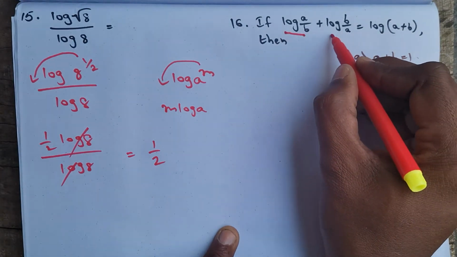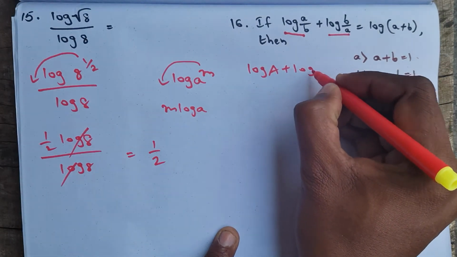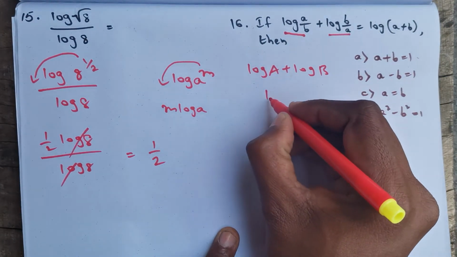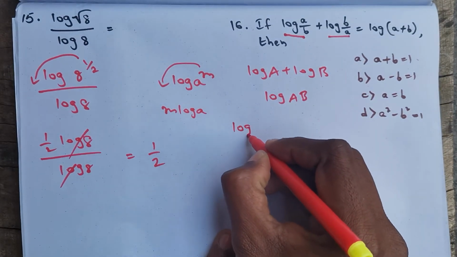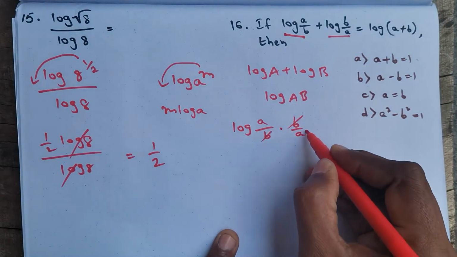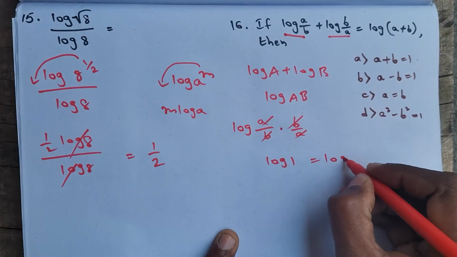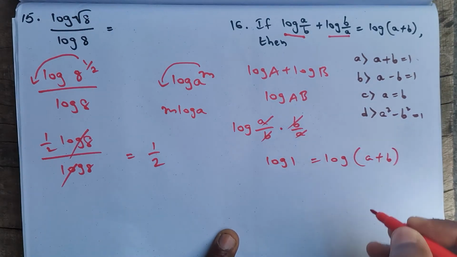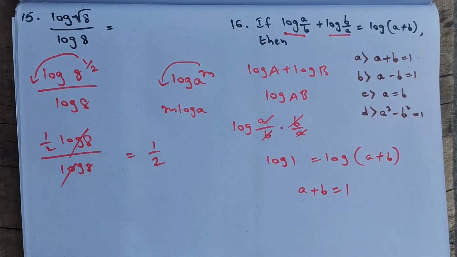Log a by b plus log b by a is in the form of log a plus log b. Log a plus log b is nothing but log ab. So the same way, log a by b into b by a. B cancel, a cancel, then it is equals to log 1, which is equals to log of a plus b. By comparing, a plus b is equals to 1. Then the correct option is option A.